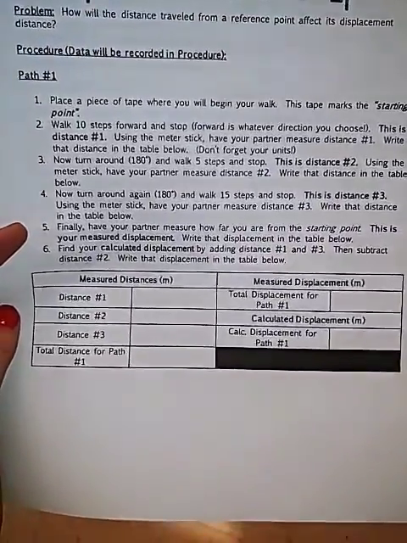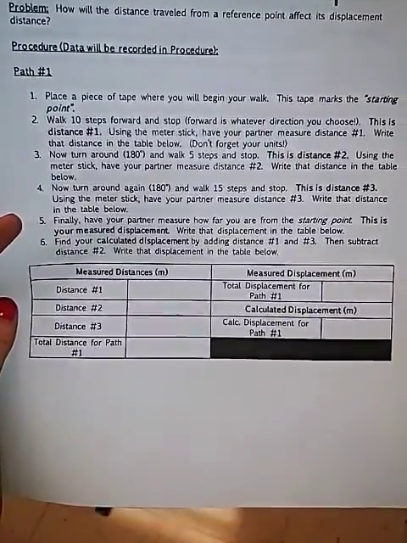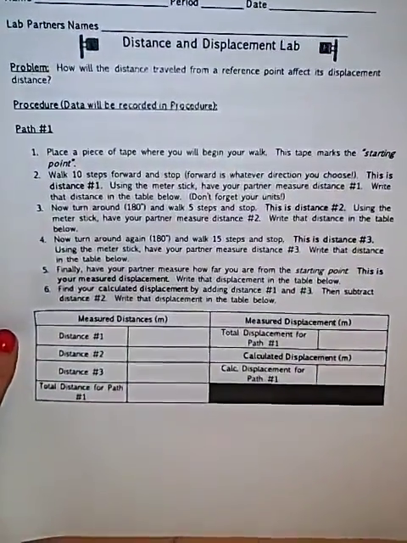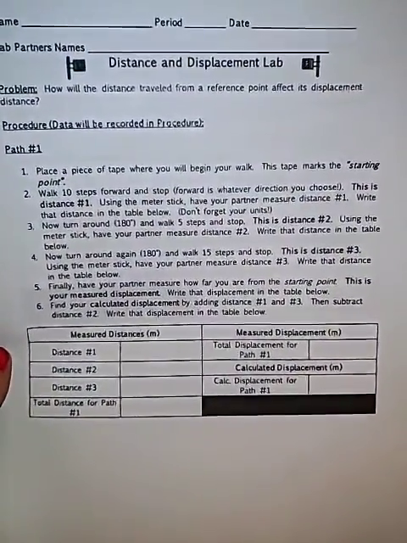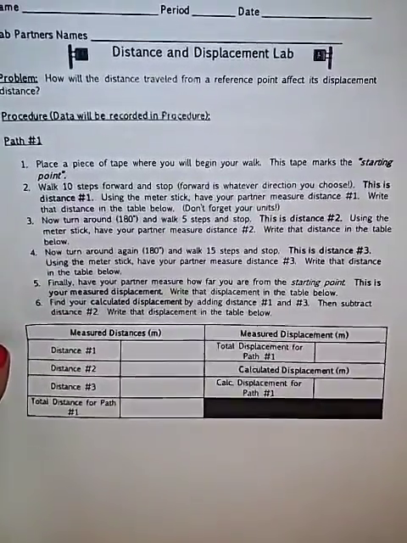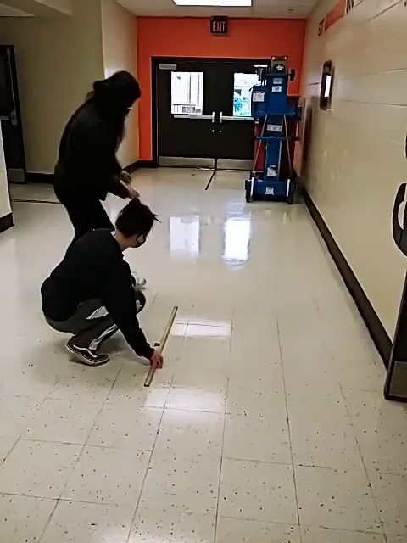For the total path for number 1, you would add distance 1, 2, and 3. We are now on number 5. Finally, have your partner measure how far you are from the starting point. This is the measured displacement. Write that displacement in the table below. This total displacement is from this first piece of tape all the way back out the door where we ended.